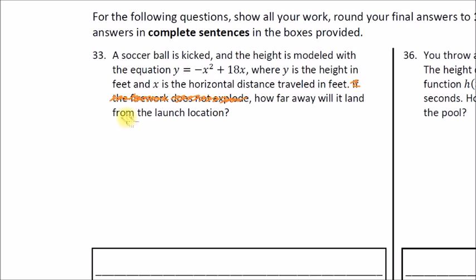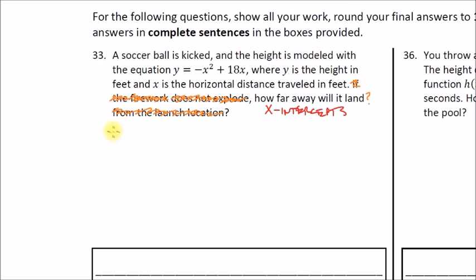How far away will it land? I guess we could say from the launch location, because you're launching it by kicking it, so I guess we could say that. But let's just finish this. How far away will it land? Get rid of that. The first thing I want you to notice is when we're talking about a ball or a rocket or a shot put or a javelin or a baseball landing, it lands at x-intercepts. So that means we know we are looking for x-intercepts, and we have three strategies for doing that: factor, complete the square, and quadratic formula.